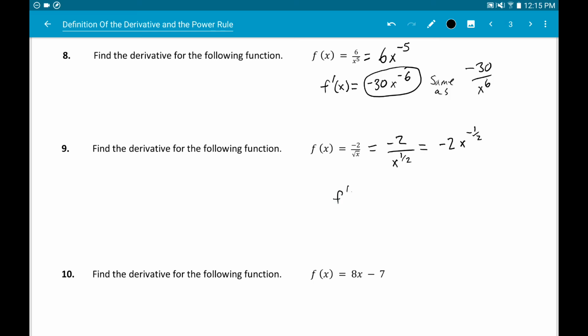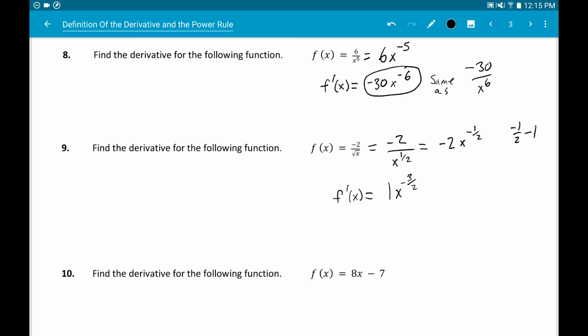So now let's take the derivative. Negative 2 times negative 1/2, the negative signs would cancel. 2 times 1/2 is 1. x to the negative 1/2 minus 1. What's negative 1/2 minus 1? Well, that's going to be negative 3/2.